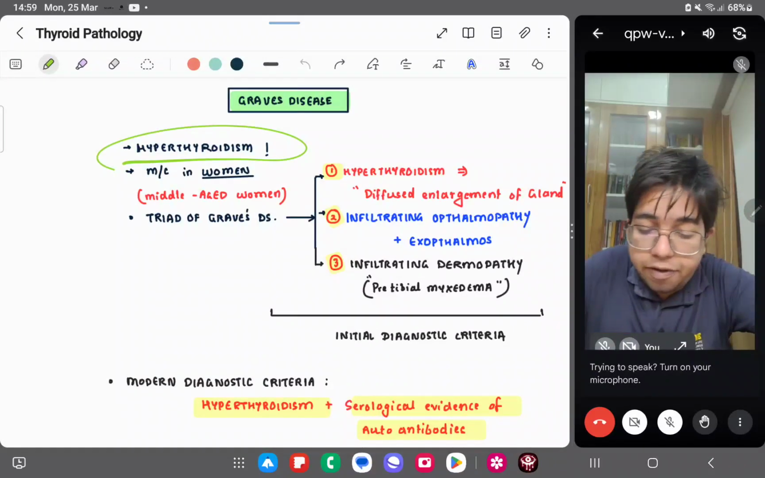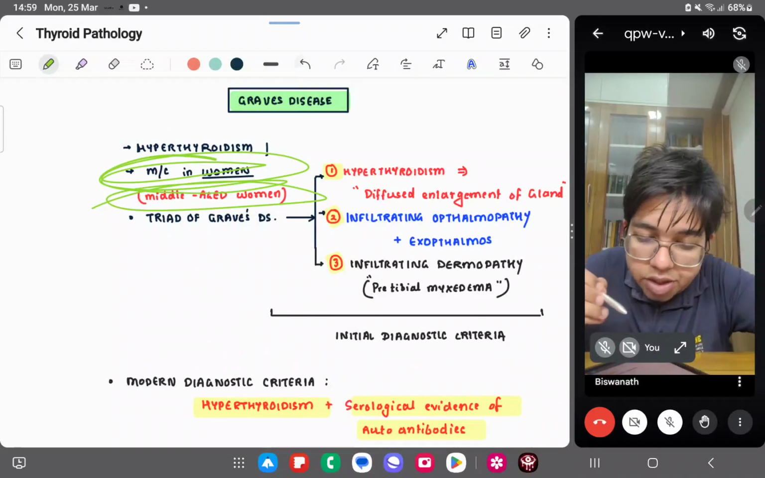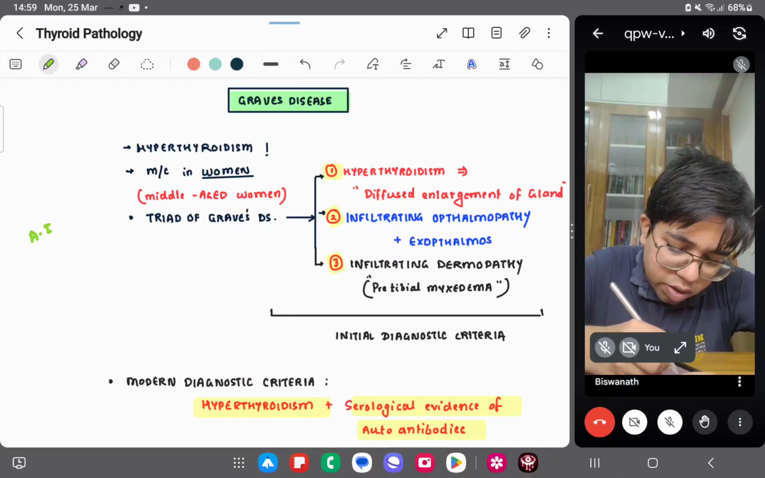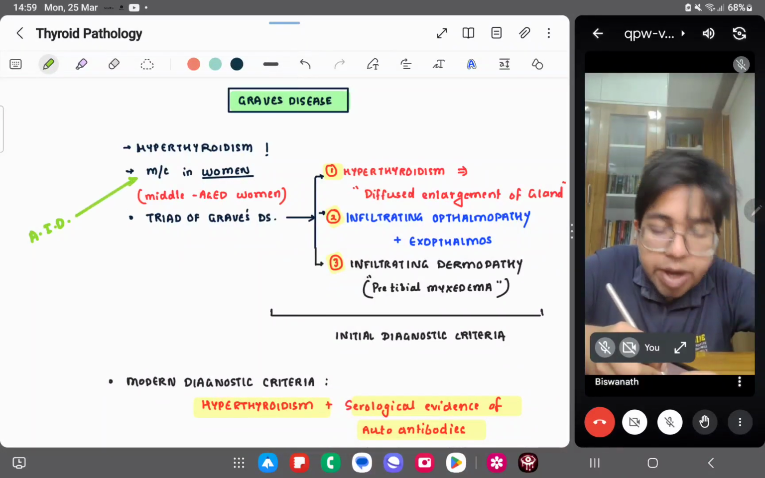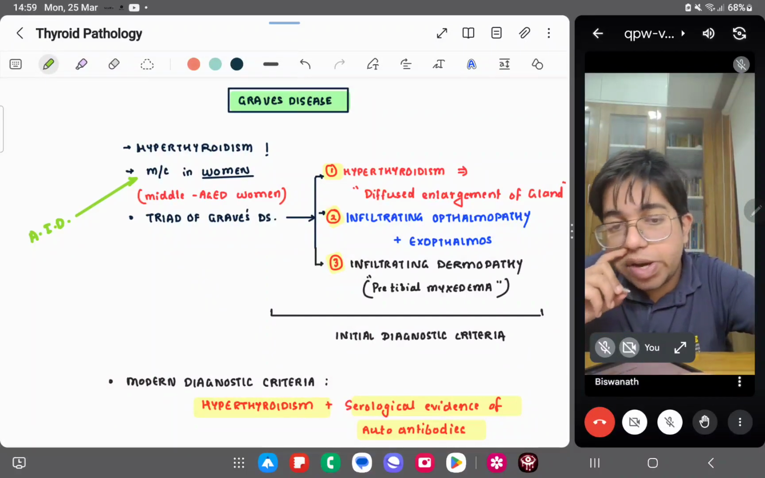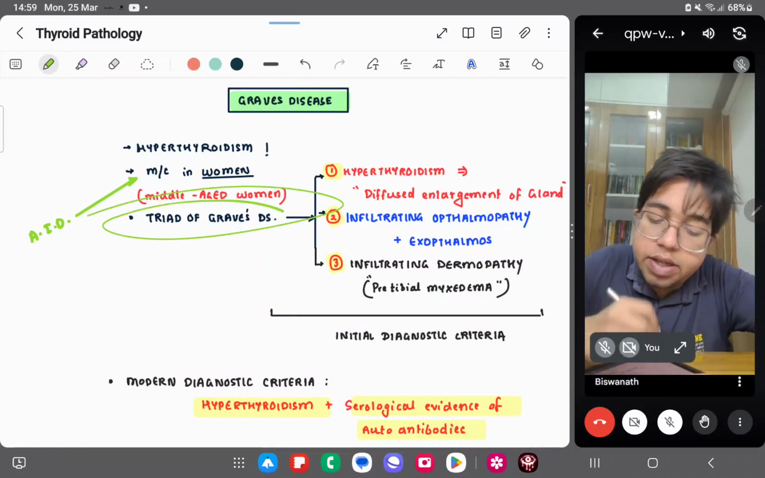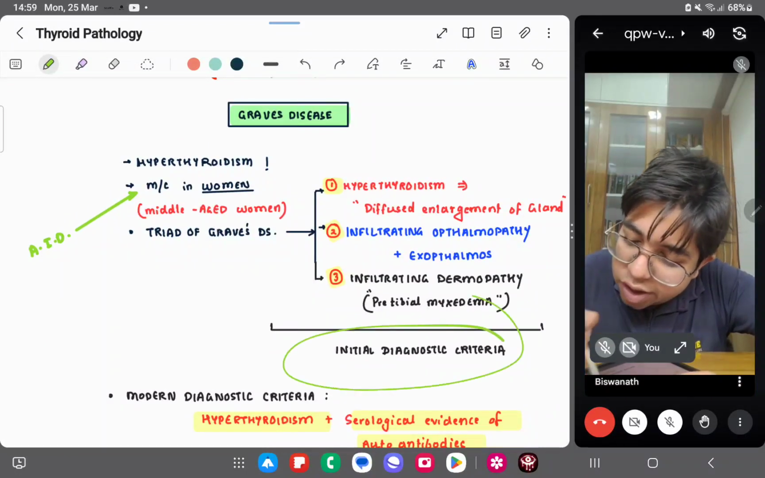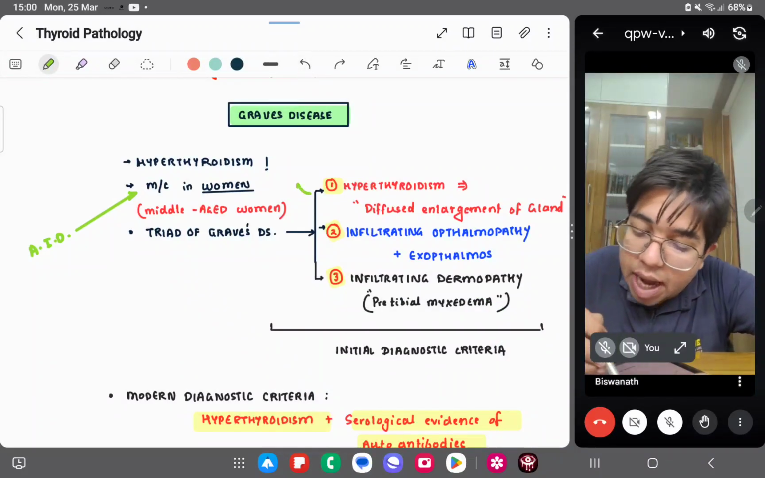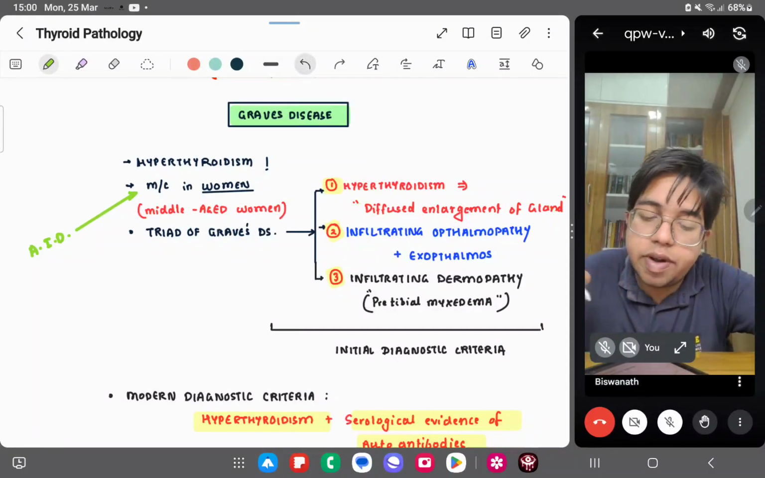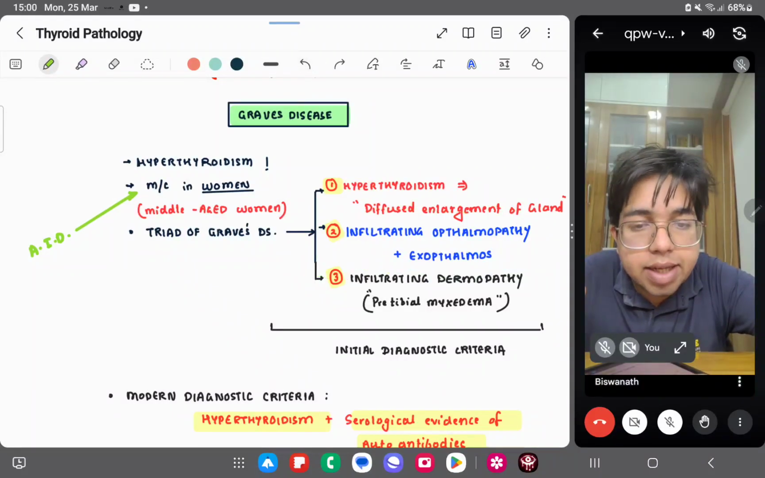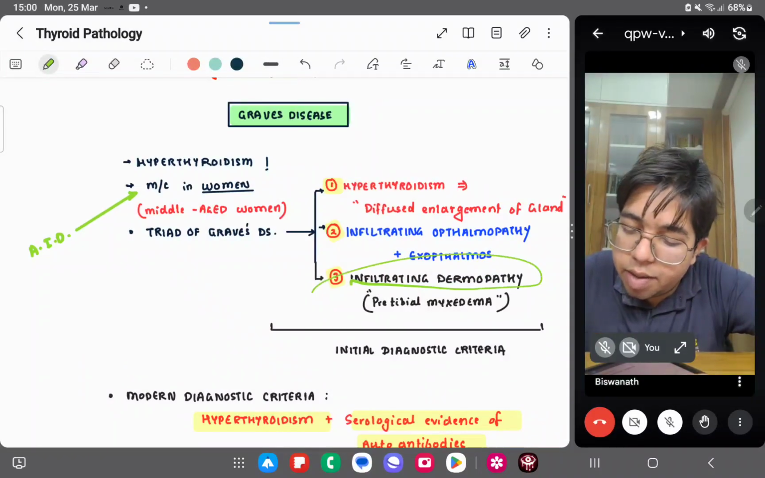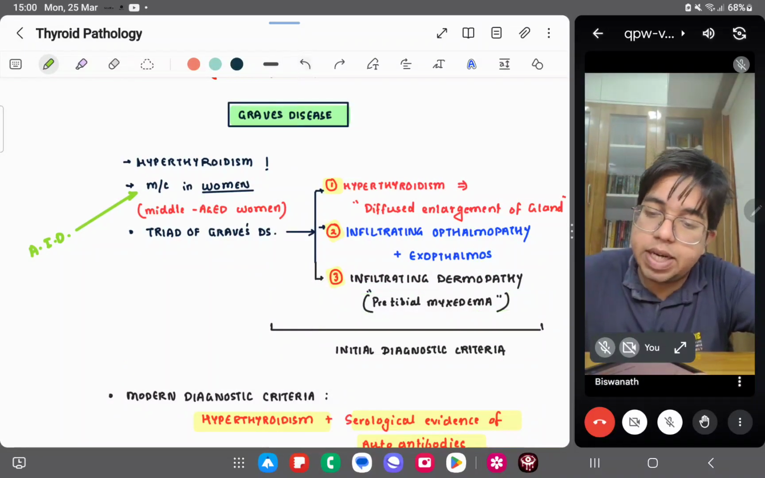That is hyperthyroidism, obviously most common in women, that is middle-aged women. Okay, and autoimmune disorders: just remember that every autoimmune disorder is very common in women, and that too in the middle-aged. So this is a general feature. And there is a triad of Graves disease. This is a diagnostic criteria for diagnosing Graves disease, that is, hyperthyroidism with diffuse enlargement of the gland, infiltrating ophthalmopathy, that is thyroid ophthalmopathy or proptosis, plus exophthalmos, and infiltrating dermopathy, that is pretibial myxedema. Okay.